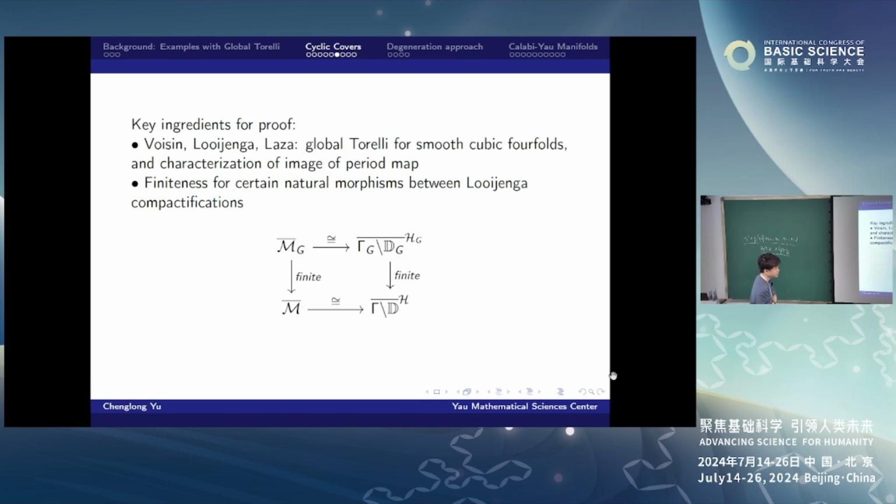Yeah, including the boundary. Yeah. Not just the boundary, because if you want surjectivity, you also need to include some cubic fourfolds with mild singularities. They are not smooth.